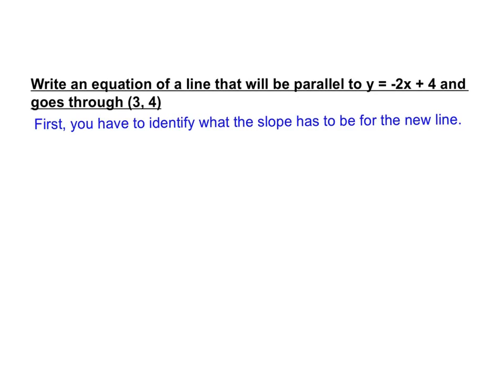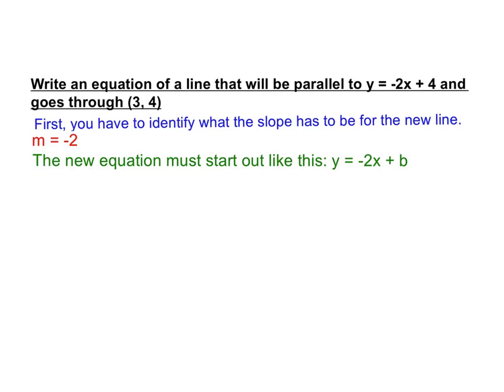So I have to find out what the slope has to be for the new line. Since we're writing an equation for a line that's parallel, what do I know about the slopes for this line and the new line? They're going to be the same. So what is the slope for this line? Negative 2. The slope is negative 2, which means the slope for my new line has to be negative 2.